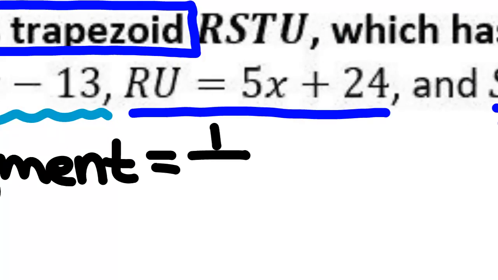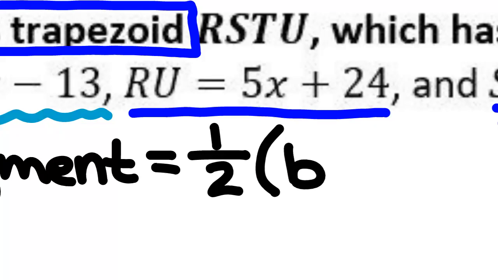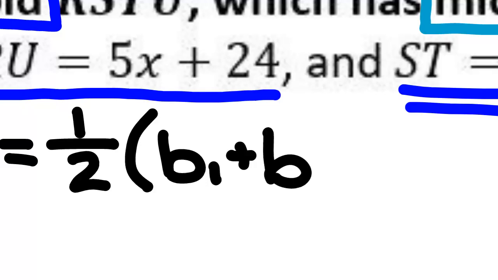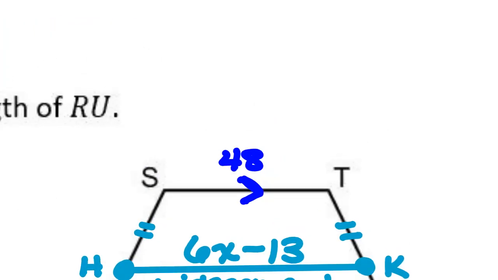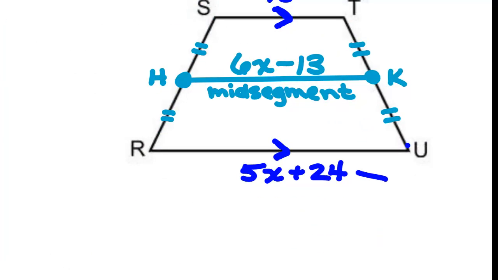Yes. The midsegment is equal to 1/2 and then parentheses. What does B1 stand for? Base 1. What about B2? Base 2. What's base 1 on our picture? 48. Or you could say it's what? It could be 5x plus 24. It doesn't matter which one you call base 1 and which one you call base 2. But you guys indicated that you want to call the top one base 1, which is perfectly fine.